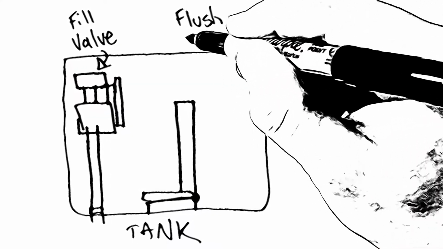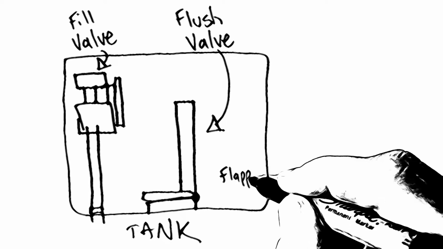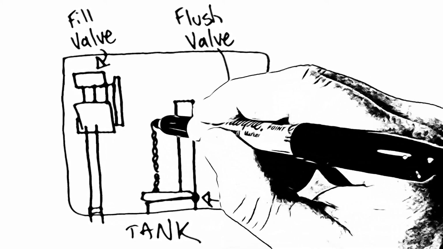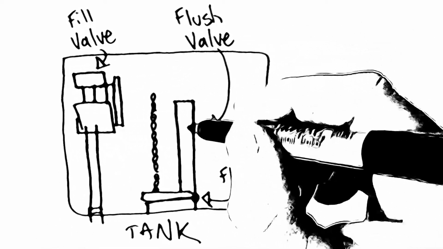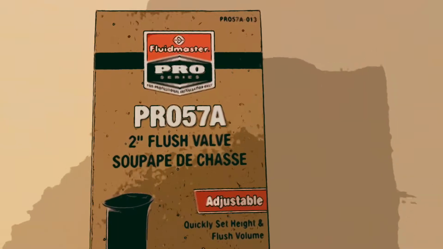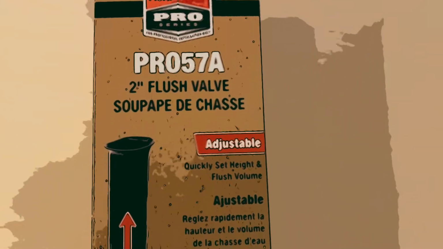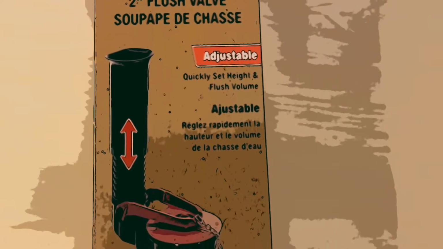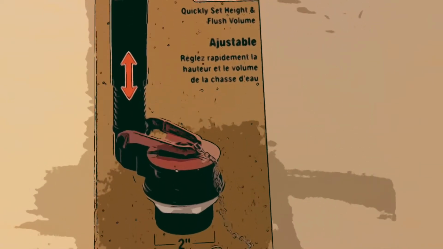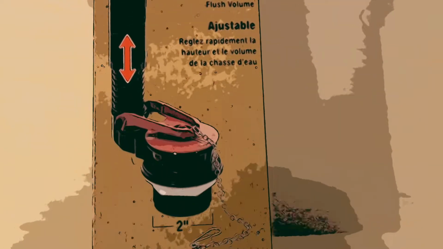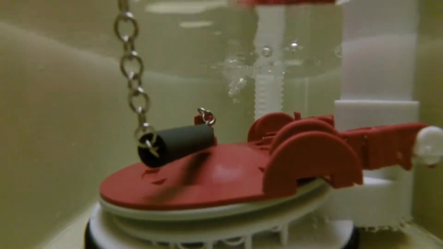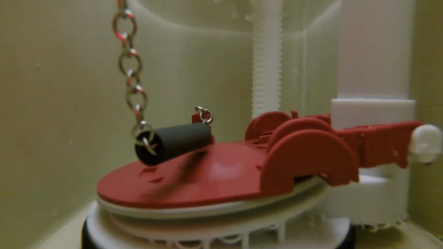Next, we have the flush valve, which consists of the opening from the tank to the bowl, an overflow standpipe, and a flapper with a chain connected to the handle. Fluid Master also makes some excellent adjustable replacement options for the flush valve with flappers that are resistant to the corrosion of chlorine.